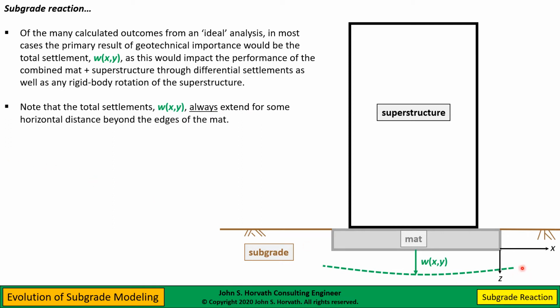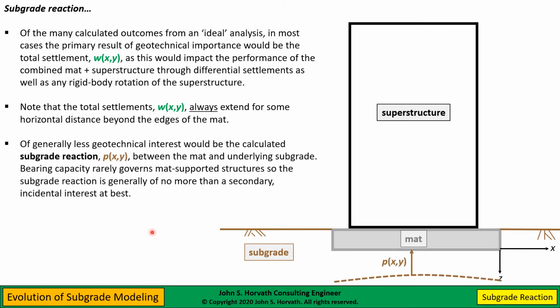I also want to point out that these settlements, W, X, Y, will extend beyond the edges of the mat. You're going to get settlements, of course, outside the limits of the structure. I think of less importance would be the subgrade reaction acting along the underside of the mat. And that's simply because bearing capacity rarely governs mat-supported structures. That would be the only reason you would be interested in these subgrade reactions, these bearing stresses, would be for bearing capacity.